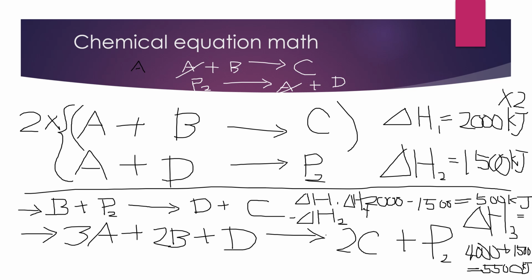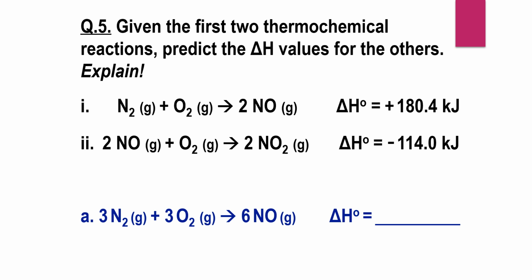Okay, so let's go over a couple of exercises. For example, we are trying to predict the delta H value for 3N2 plus 3O2 to produce 6NO. We're given this very first reaction, which is nitrogen plus oxygen to give us 2NO. And then we have the second reaction, which is 2NO plus O2 to give us 2NO2. Remember, you don't always have to use every piece of given information provided on the paper. You just need to use whatever you need.